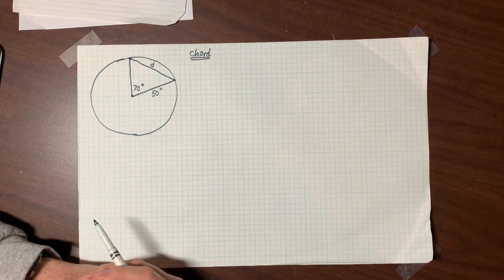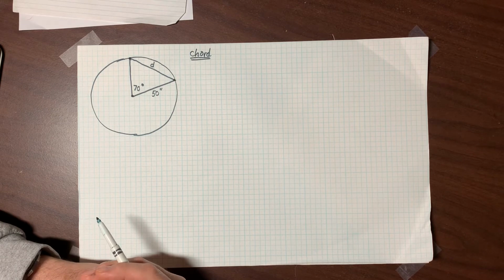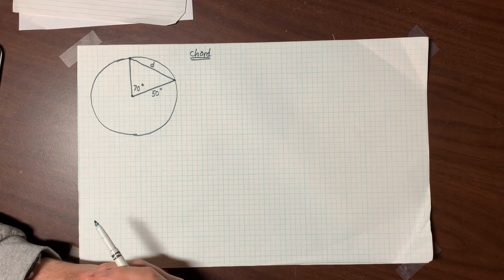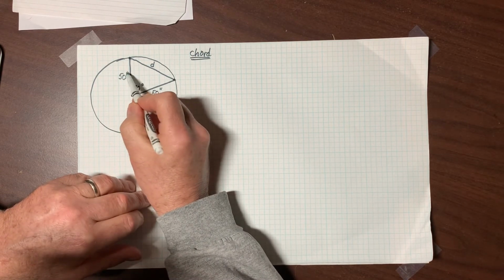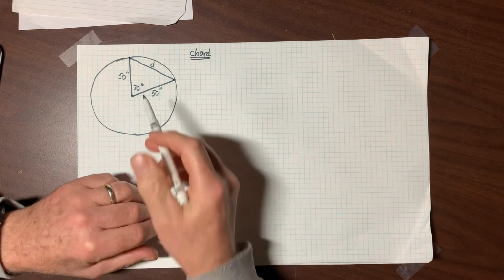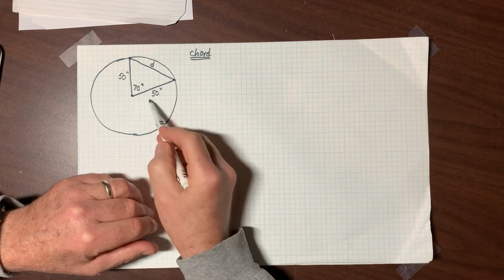Why is it a law of sines problem? It doesn't seem like we have enough info to do the law of sines. Well, we actually do, because in a circle, all the radii are the same. So if this is 50, this is 50. And it seems like we just have this one angle here. We could use law of cosines right now.